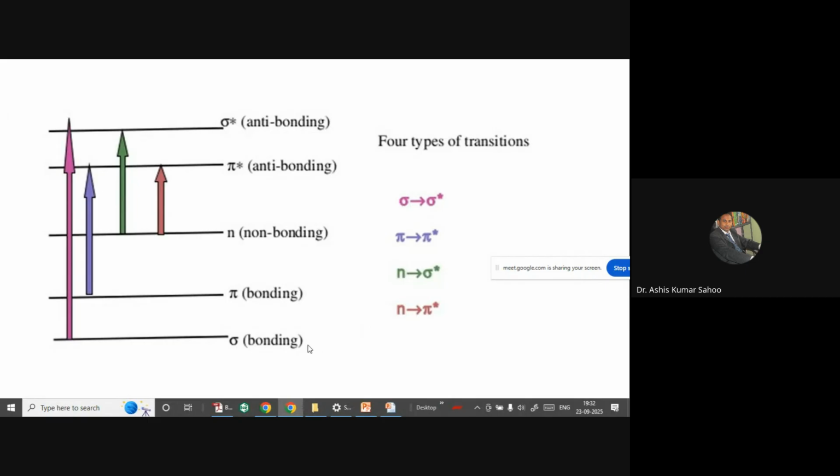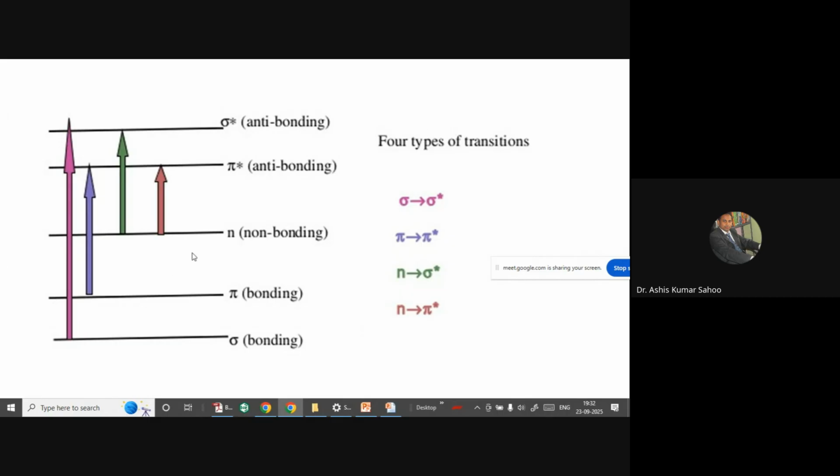So when an electron transition is observed, a transition can occur from sigma to sigma star. Sigma to sigma star transition occurs in which type of organic molecules? Alkanes, because in alkanes we have only saturated bonds. This is a saturated hydrocarbon where we get only sigma bonds. Similarly, pi to pi star is observed in alkenes and alkynes.